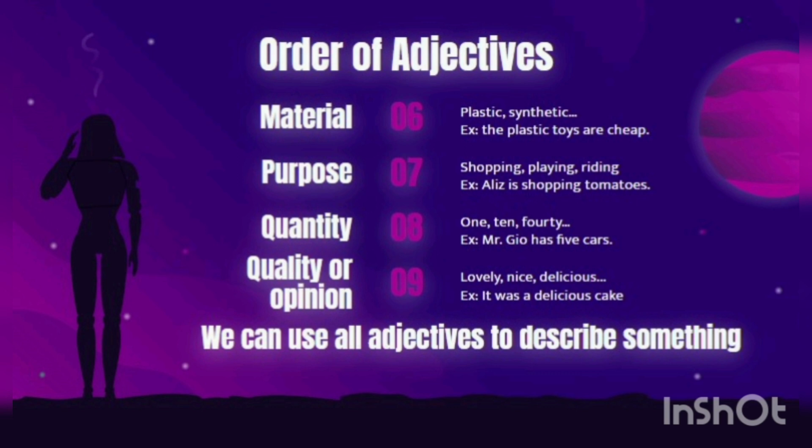Seventh, purpose: it could be shopping, playing, riding. Example, Alice is shopping tomatoes. Eighth, quantity: it could be 1, 10, 40. For example, Mr. Gio has 4 cars. And ninth, quality or opinion: it could be lovely, nice, delicious. For example, it was a delicious cake. Now we can use all adjectives to describe something.